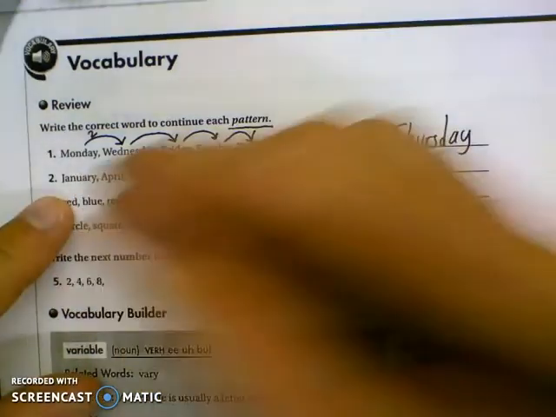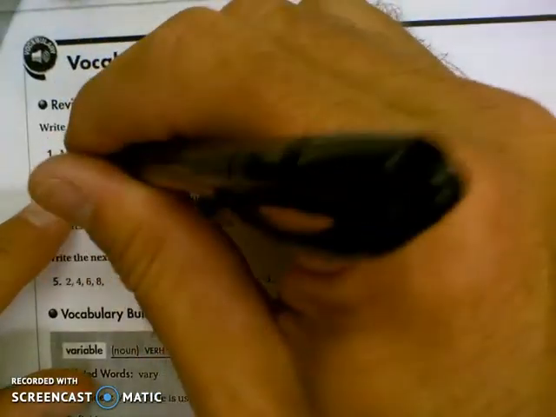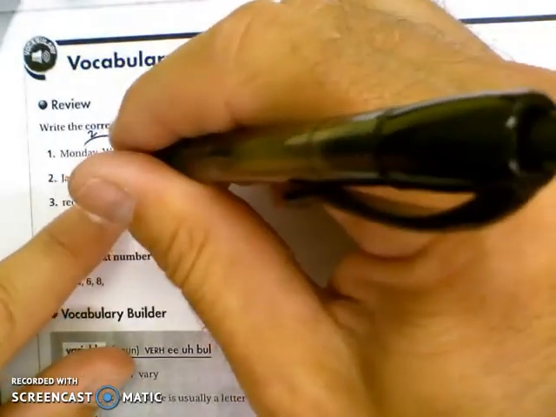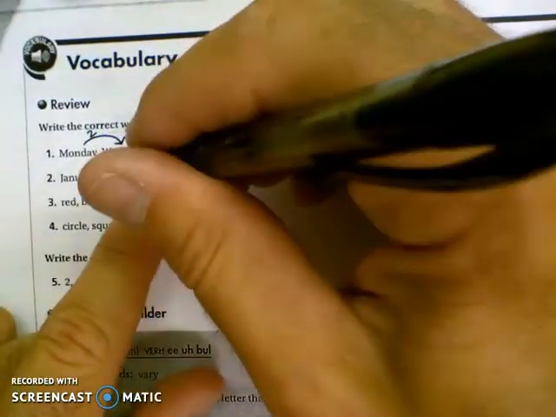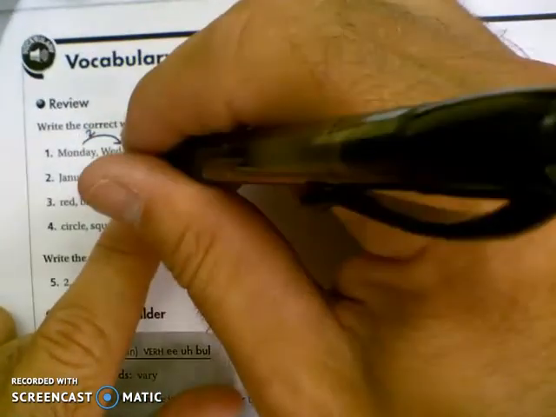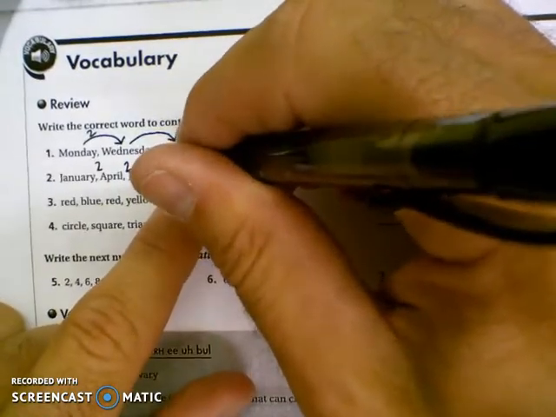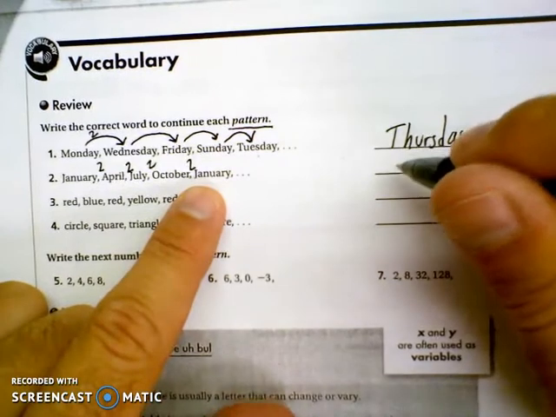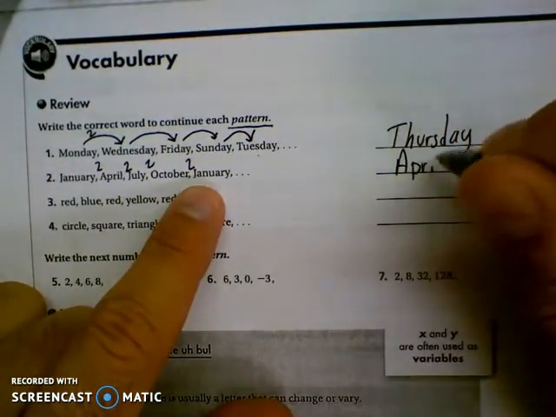Next, we're doing the months of the year. So you have January, then February, and March. So you have 2 months here. April, May, and June, 2 months here. July, then you have August, September, so you're missing 2 months here. Then you have November and December, so you're missing 2 months here. So we're back to January. So the next pattern would be April.